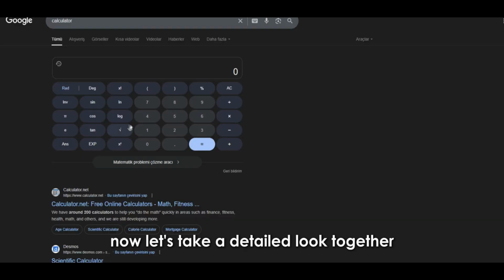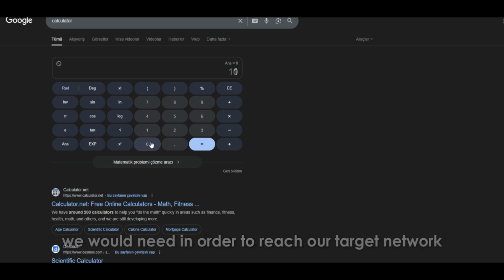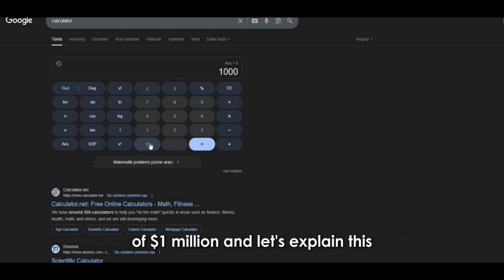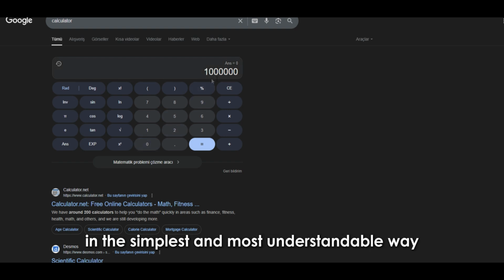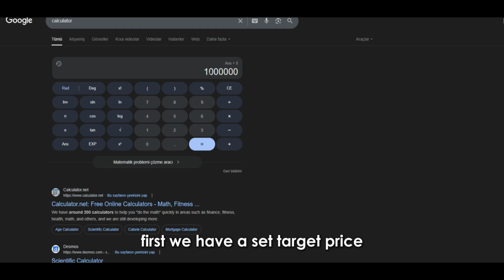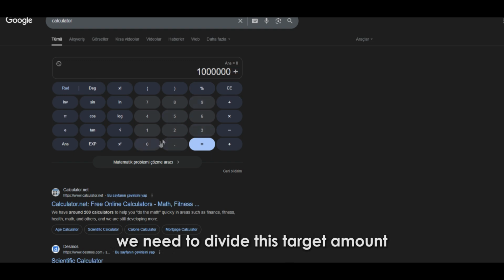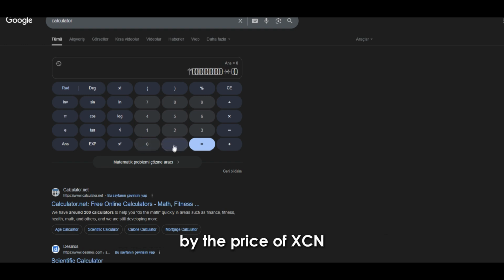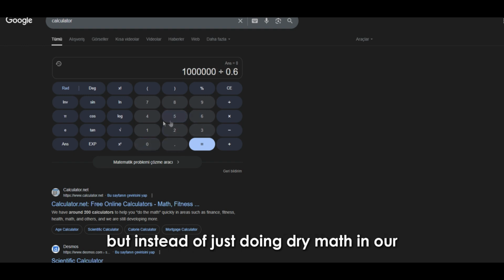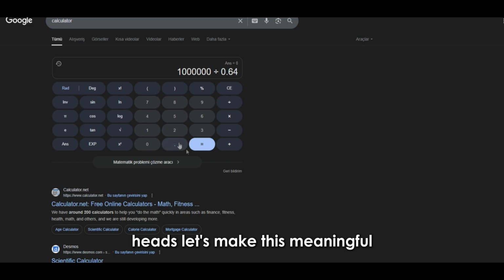Now, let's take a detailed look together at how much XCN we would need in order to reach our target net worth of $1 million, and let's explain this both mathematically and logically in the simplest and most understandable way. First, we have a set target price. This target price for XCN is 64 cents, or $0.64. To reach our $1 million target, we need to divide this target amount by the price of XCN. But instead of just doing dry math in our heads, let's make this meaningful.